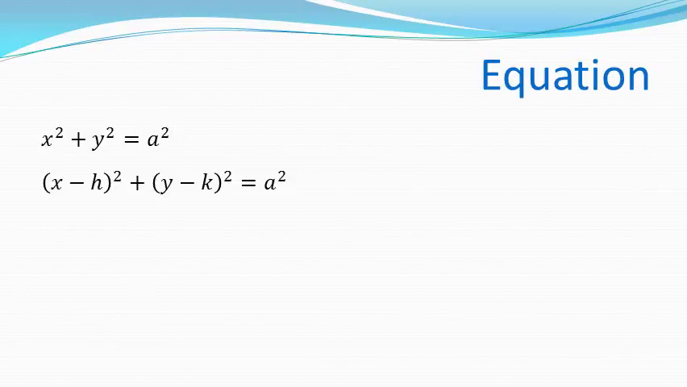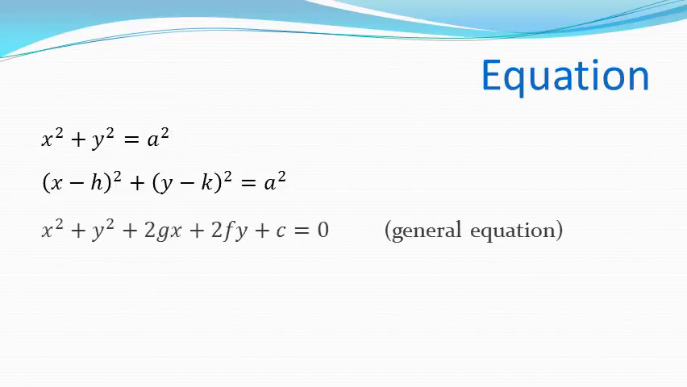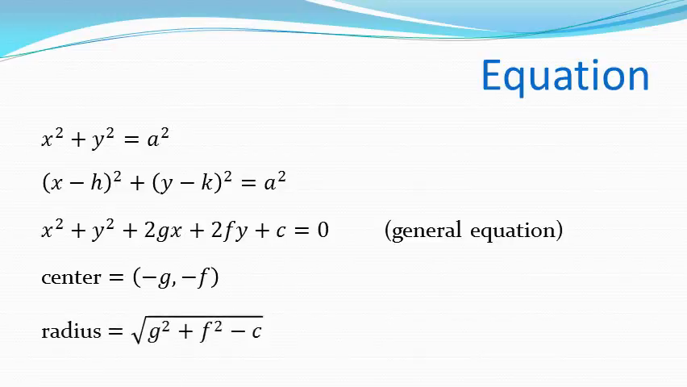If the center is at the point h comma k and the radius is a, then this is the equation of the circle. In general, the equation of the circle is written down in this form, and the center of the circle is the point minus g comma minus f, and the radius is given by the square root of g squared plus f squared minus c. Most questions on circles are done by starting from the general equation.